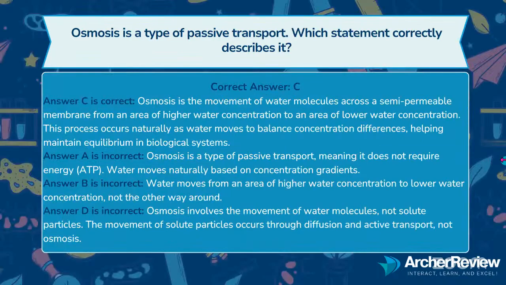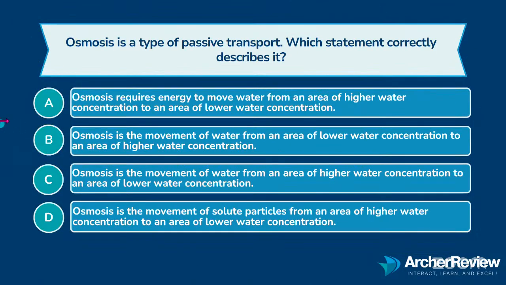All right, if you chose answer C, well done you. So osmosis is the movement of water molecules, first of all, across that semi-permeable membrane, and it's going from an area of higher water concentration to an area of lower water concentration. So let's take a look at what's wrong with our others. A, osmosis requires energy. Right there, stop, we're done. Osmosis is part of passive transport. So as soon as it says it requires energy, that's the problem.